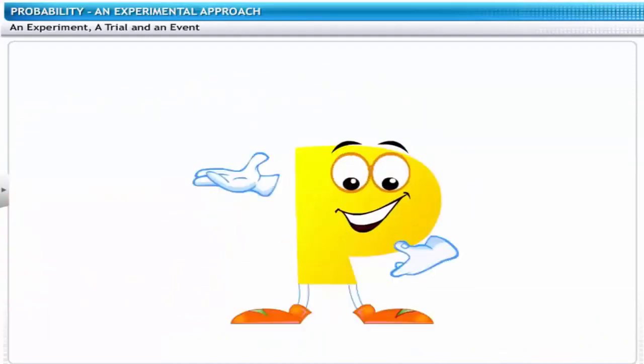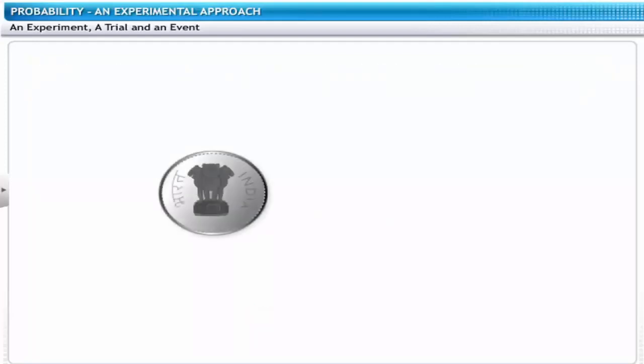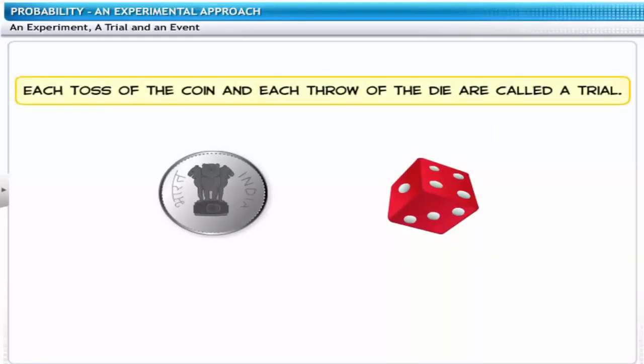We've seen two activities which are based on probability. In probability, these activities are called experiments. An experiment is defined as an action or process that results in well-defined outcomes. In the first experiment, a coin was tossed, and in the second experiment, a die was thrown. In both the experiments, each toss of the coin and each throw of the die are called a trial. Please note that even if the experiment involved more than one coin or die, it would still be called a trial.